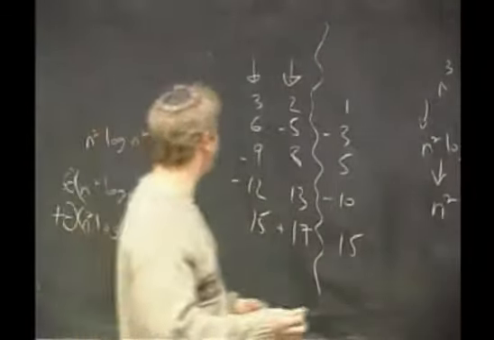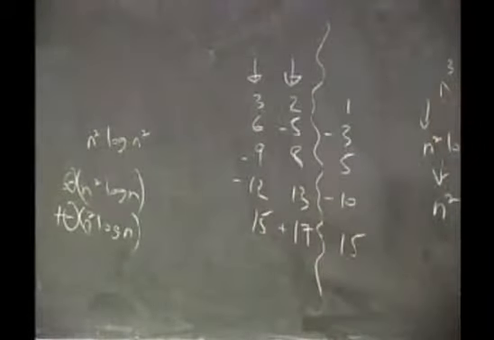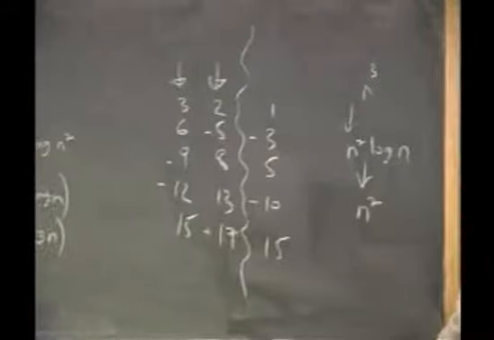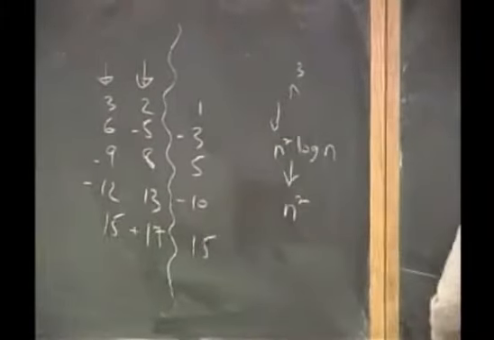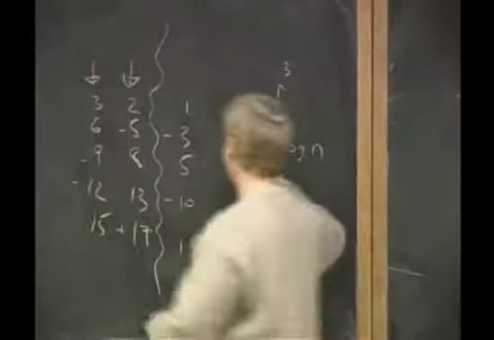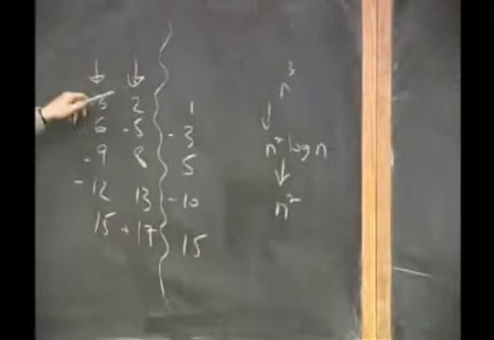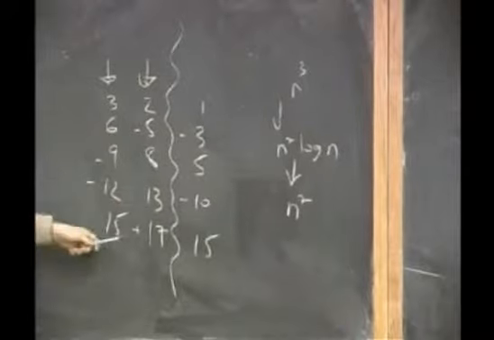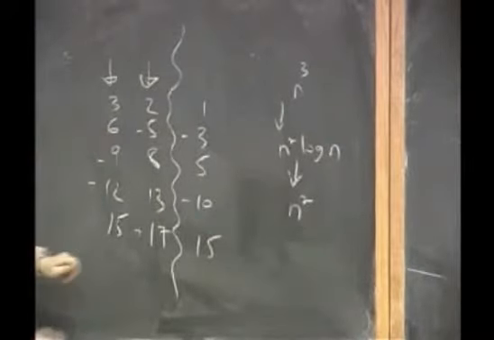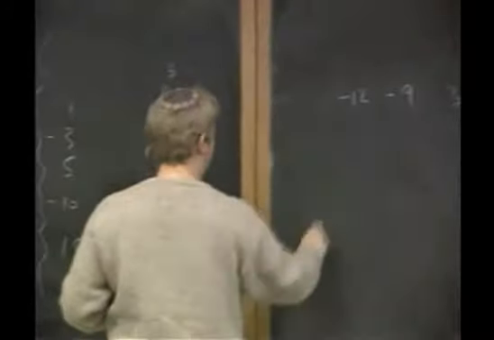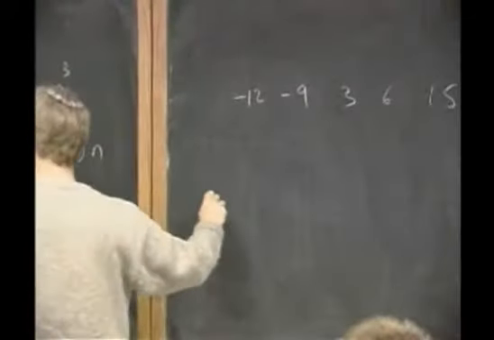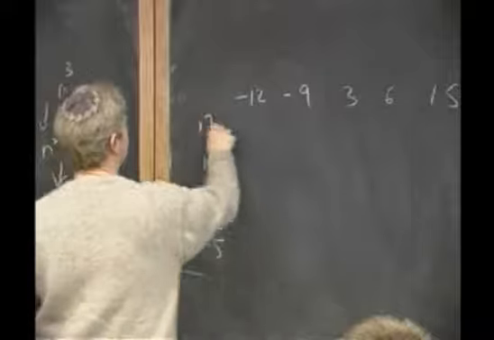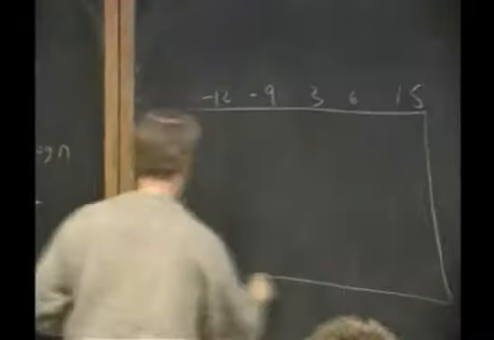So let's list them in order. Let's do this one first. I get minus 12, minus 9, 3, 6, 15. And let's list the other one along this way so we can do the adding in a big table. I got minus 5, 2, 8, 13, 17. I'm going to list these backwards because it'll help us. And now let's look at this.